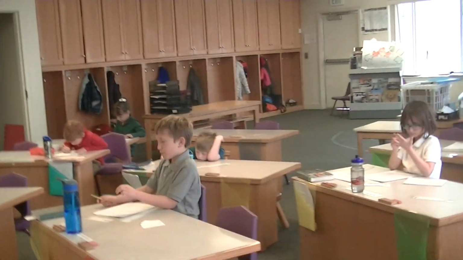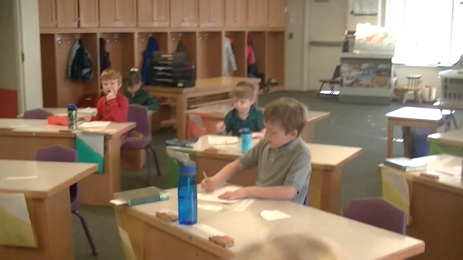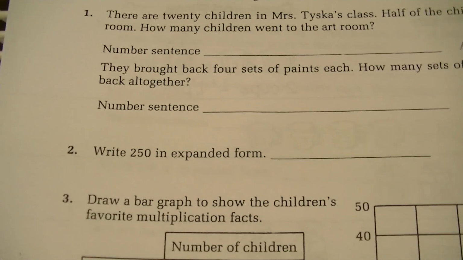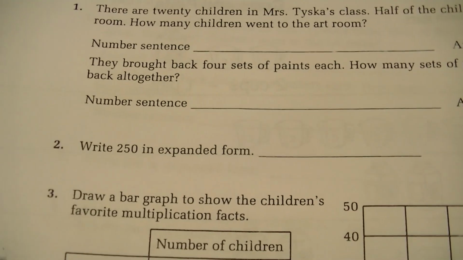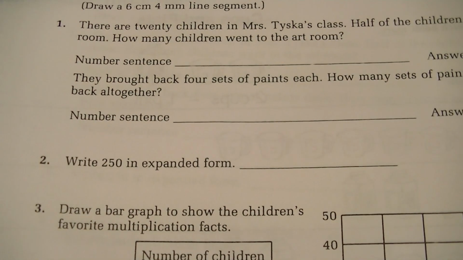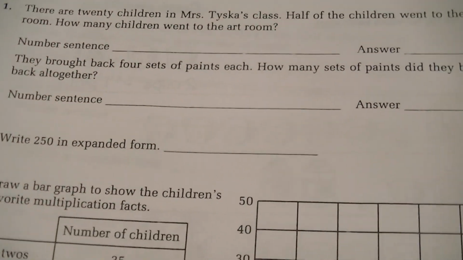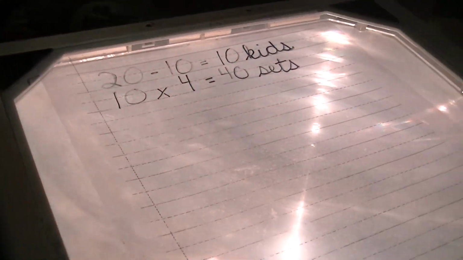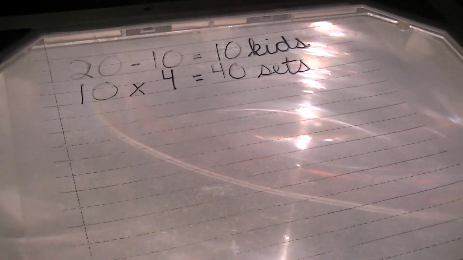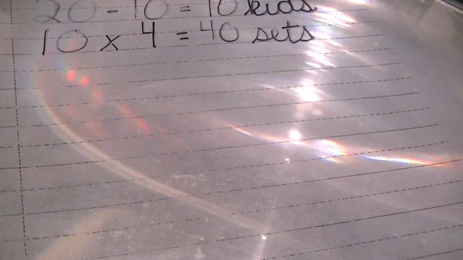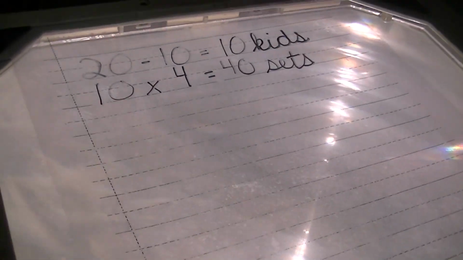Okay, there you go. All right, who can read me number 2? Jackson, read me number 2. Write 250 in expanded form. Ooh, expanded form. We know expanded form. That means we're going to give each number its own column space. So I need 250 in expanded form.